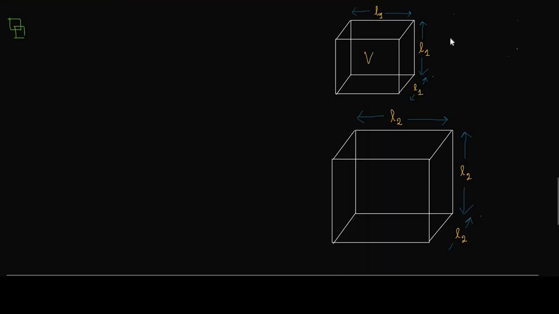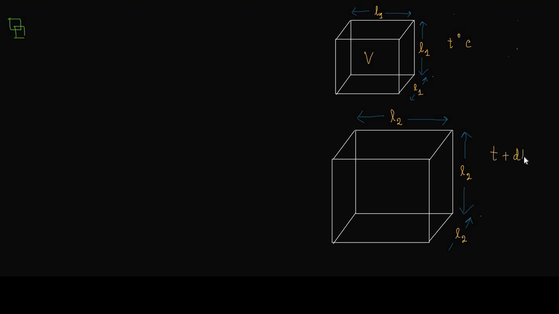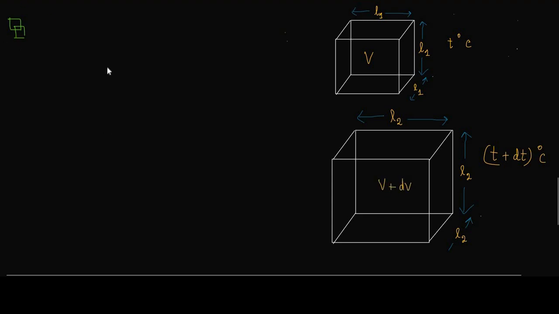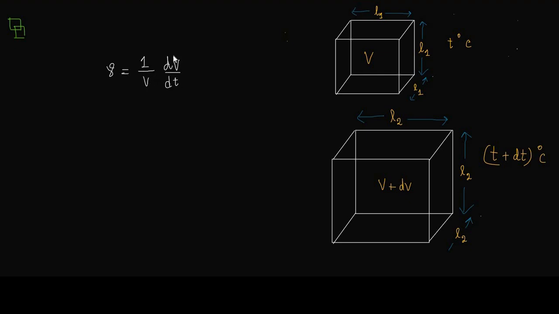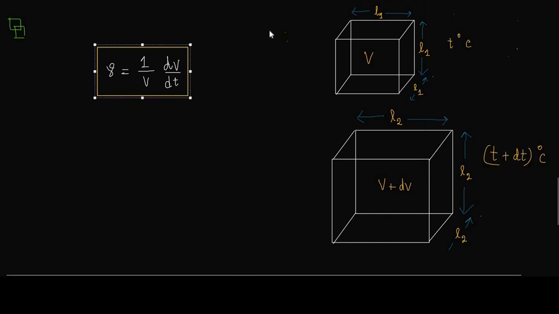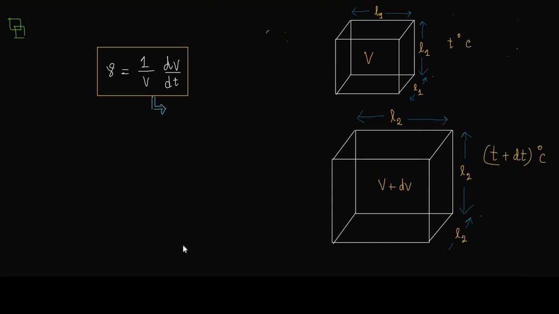Now let V be the initial volume of the body at initial temperature T degree C. The temperature is increased to T plus dt degree C. Assuming the change in temperature is very small, the final volume becomes V plus dV. Therefore, the coefficient of volume expansion of the body is gamma, which is 1 by V into dV by dt. Gamma is equal to 1 by V into dV by dt, which is the coefficient of volume expansion of the solid body.